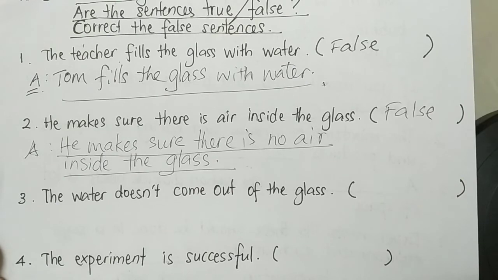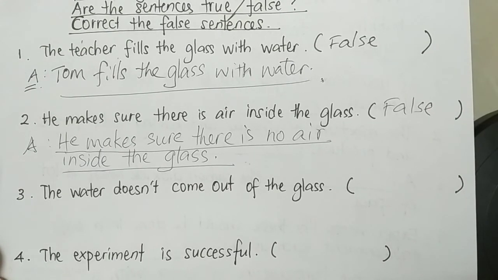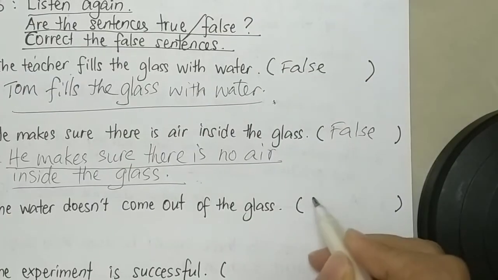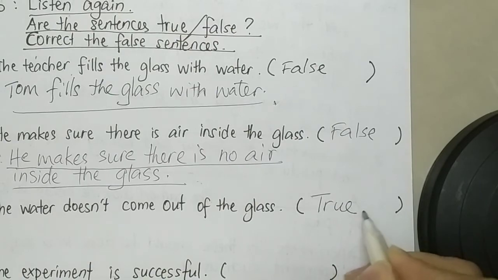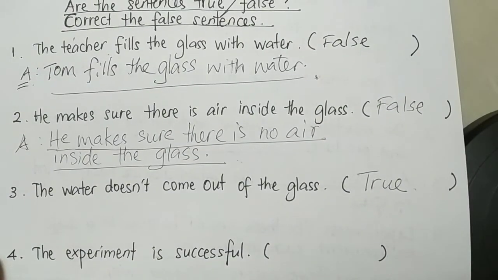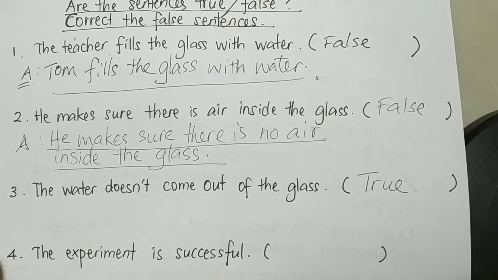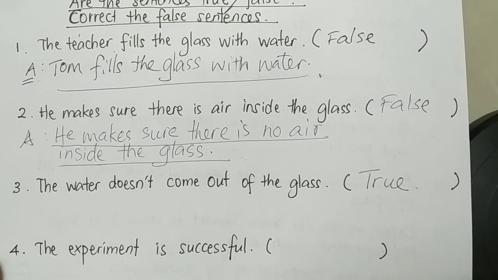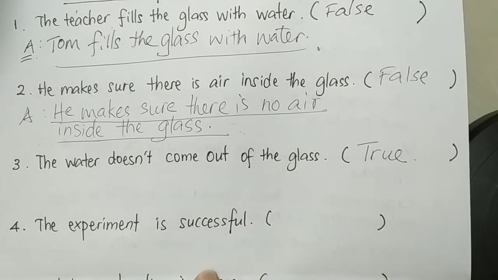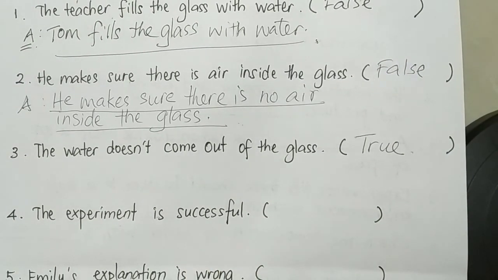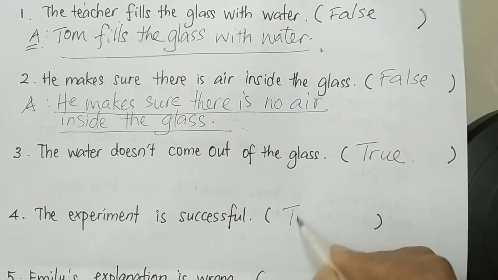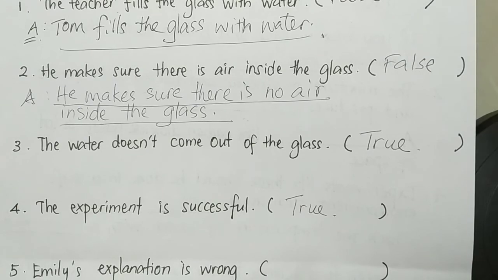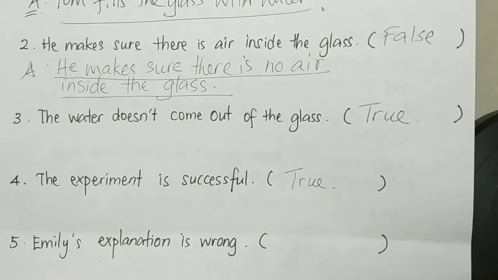Alright, now let's go to question 3. The water doesn't come out of the glass. Yes, of course. So it's true. Yeah, this sentence is true. Why? Because of the pressure. That's why water doesn't come out of the glass. So yes, this is true. And 4, the experiment is successful. Definitely true, because the water didn't flow out.